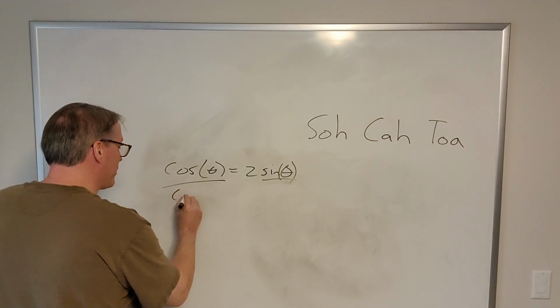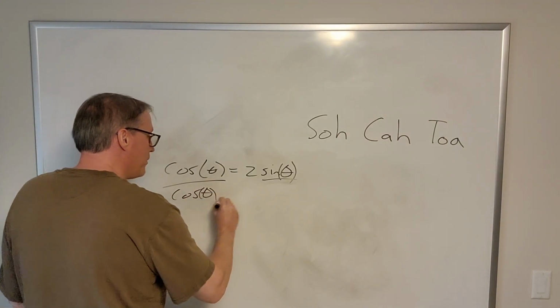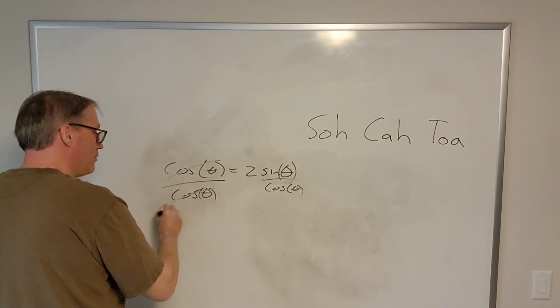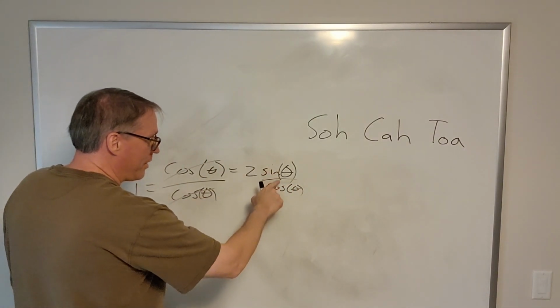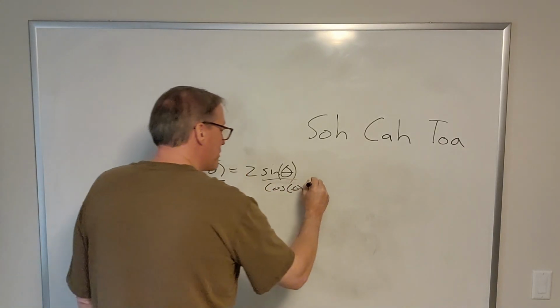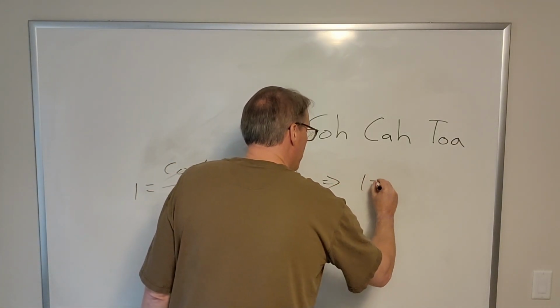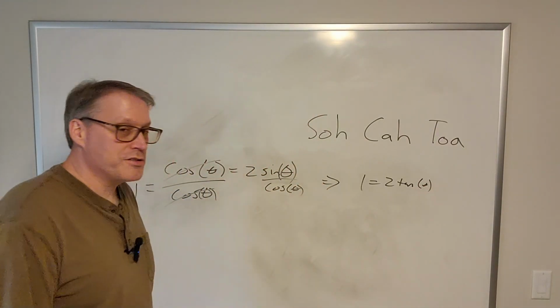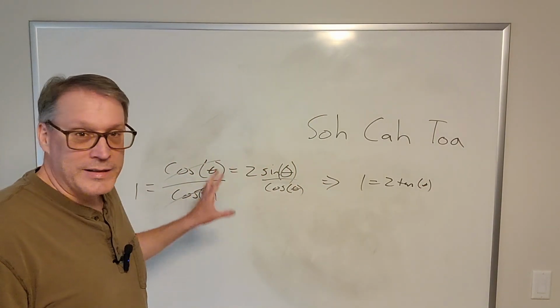Well, divide both sides by cosine of theta. So that way this becomes a 1. And now sine of theta over cosine of theta is tangent. So we have 1 equals 2 times tangent of theta. Divide both sides by 2 and you have tangent of theta equals 1/2. They could give you problems like these, that's all I'm saying.